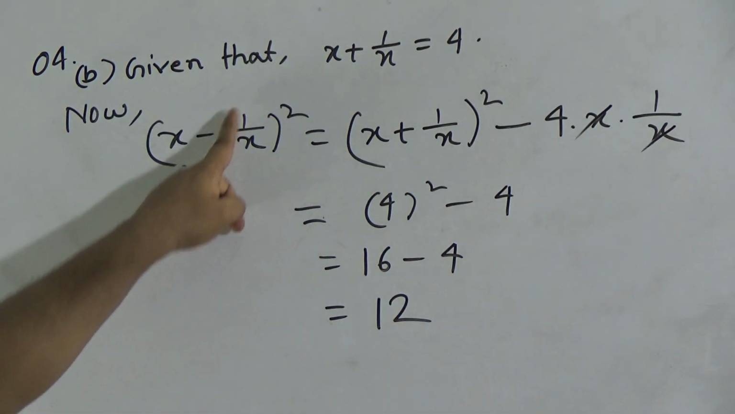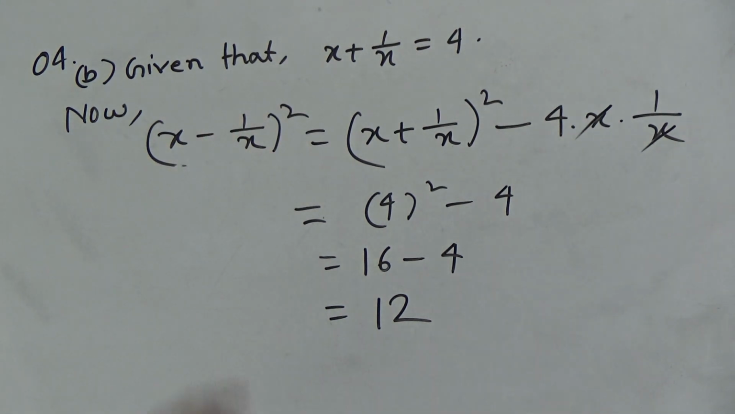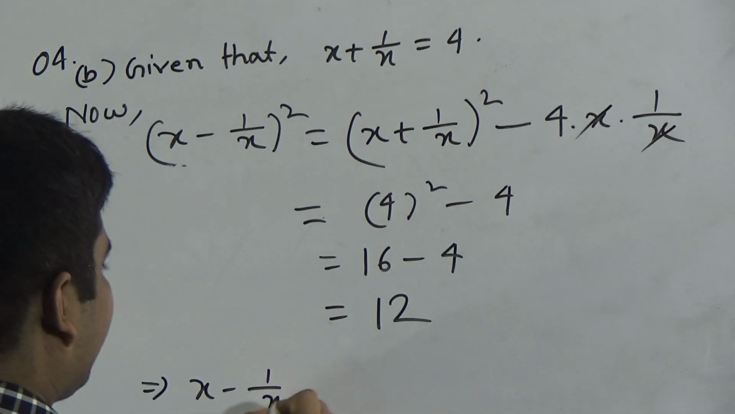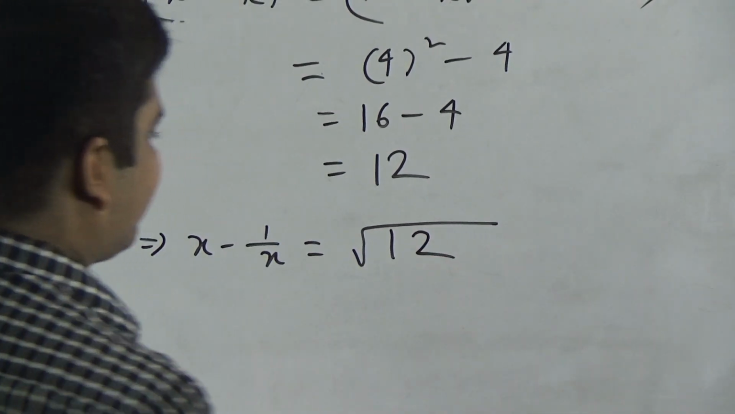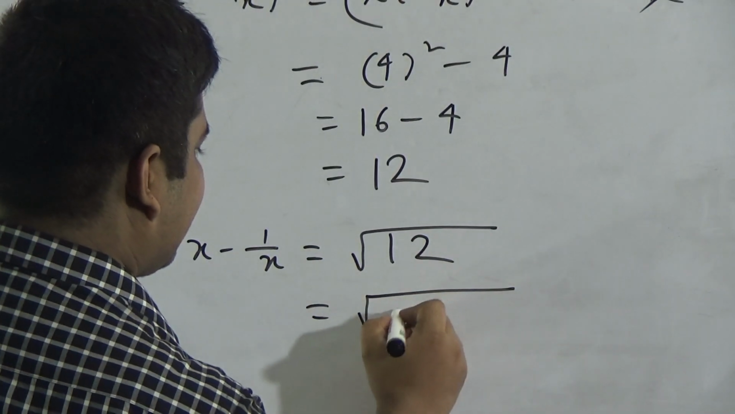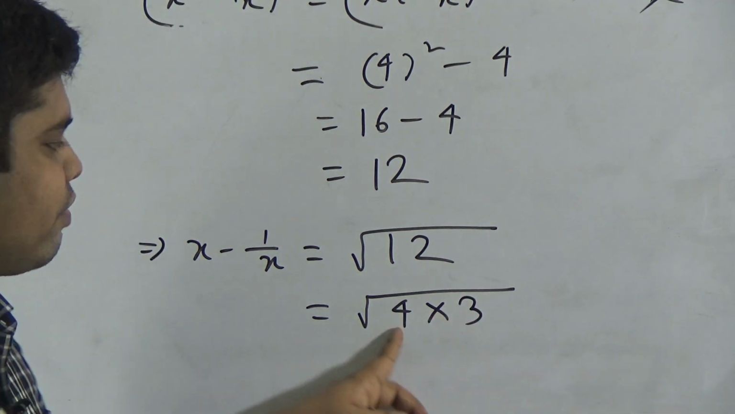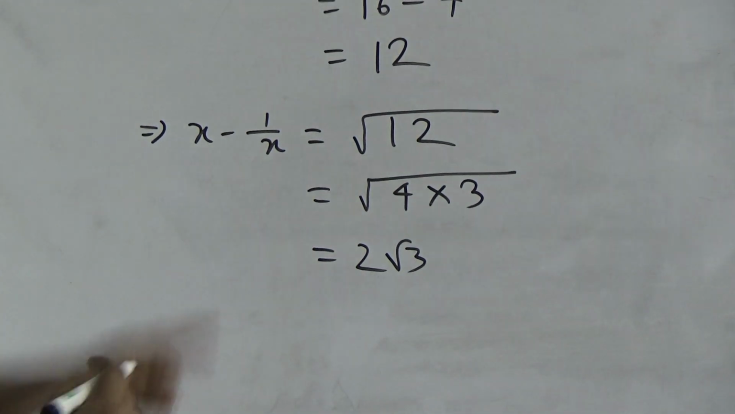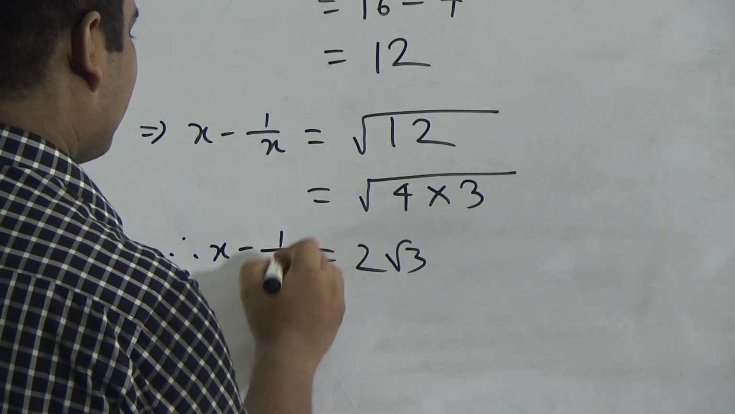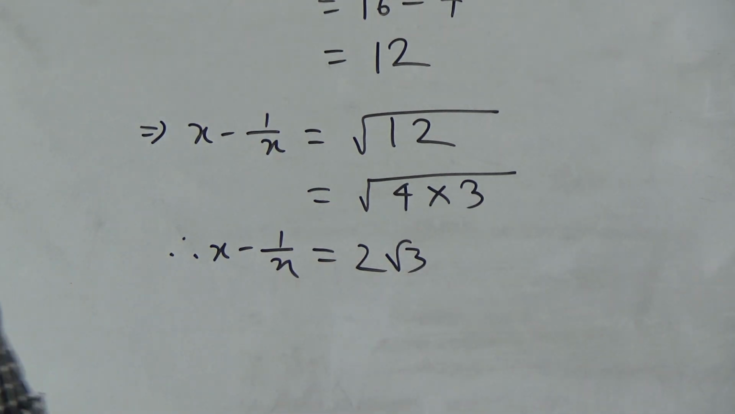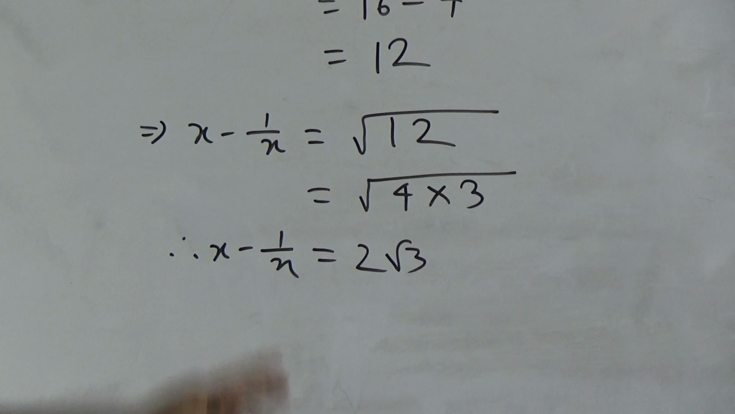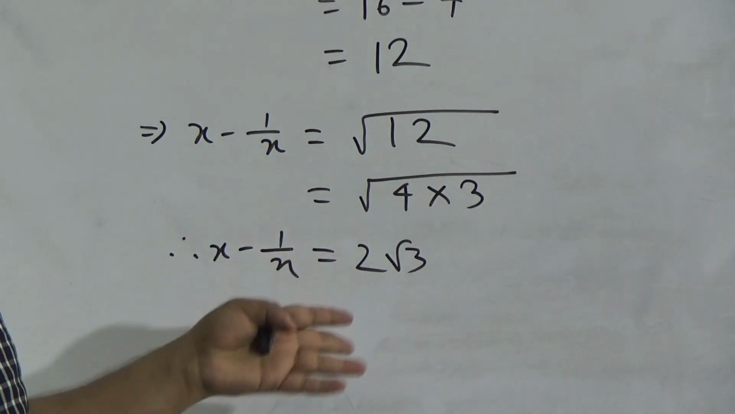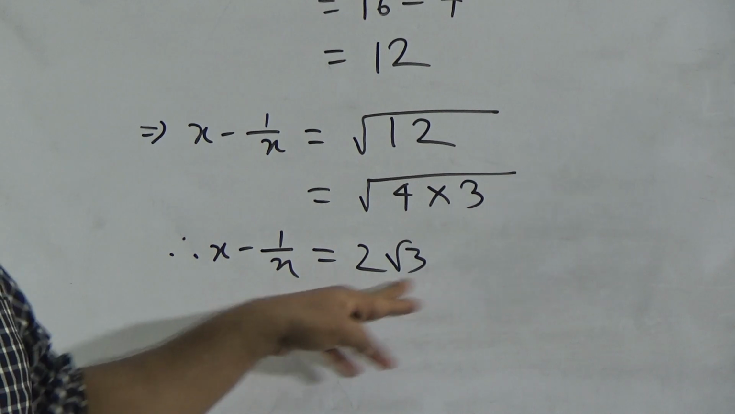Notice here x minus 1 by x whole square, but we need the value of x minus 1 by x only. So write x minus 1 by x equals root over 12. My dear student, notice we write this 4 into 3. 4 root means 2 and root 3. Do you understand? That means the value of x minus 1 by x equals 2 root 3. I hope you have understood. So now by using this value of x minus 1 by x equals 2 root 3, we solve the left hand side of question number B.